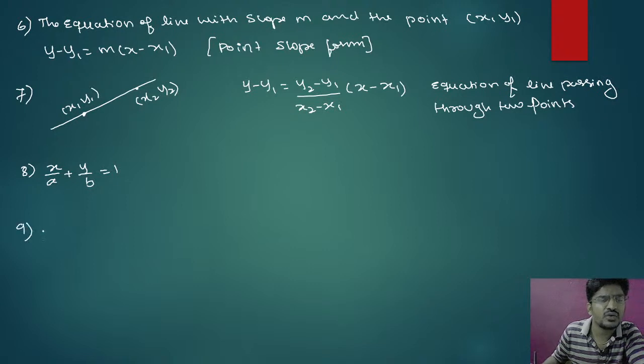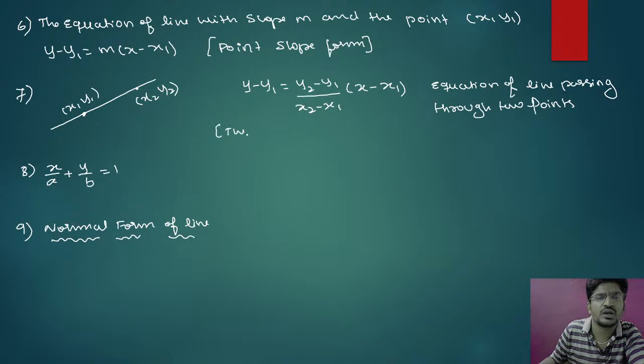And the 9th one, you can see normal form of the line. Normal form of line. So quickly tell me, all of you, what is normal form of line? So this is also called as 2-point form. No problem, Chaitan, you are correct. 2-point form. Okay. So 7th one is also called as 2-point form. No problem.